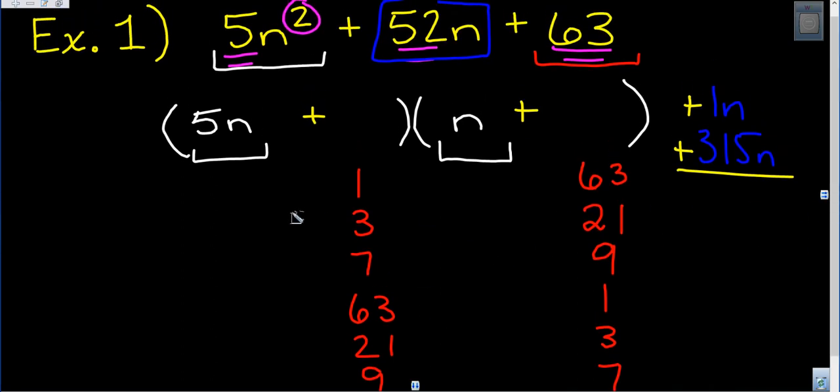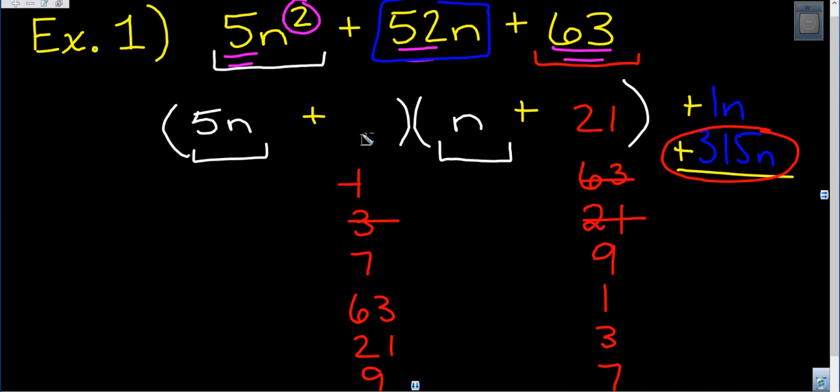Now, this all seems like a lot of work right now, and it is. But you'll get faster at it, and you'll also start to recognize patterns as to what numbers they might be. 63 times 5 already puts me at a very high number, and I can't get 52 out of that. But let's try 3 and 21. Well, 3 times n, 21 times 5n, that's already over 100. So it's not 3 and 21. So I can start to cross these off.